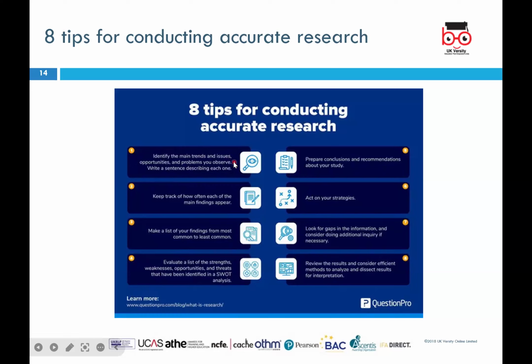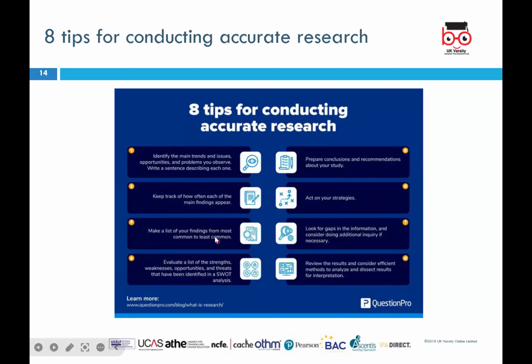So you would want to write a sentence describing each issue that you've highlighted. Then you want to keep track of how often each of the main findings appears. This is known as the prevalence or the incidence. So how common is this problem? If you're talking about obesity, you might talk about adult obesity or childhood obesity. How common is it globally? Where you're coming from, you're probably comparing that with the UK. But you want to keep track of how often it happens.